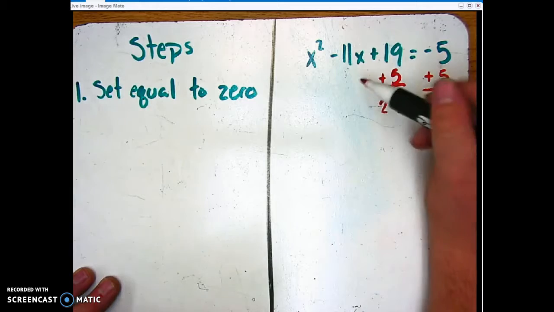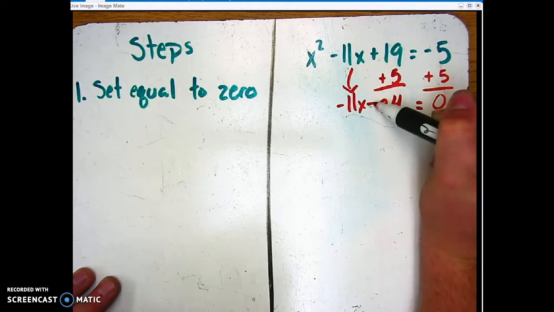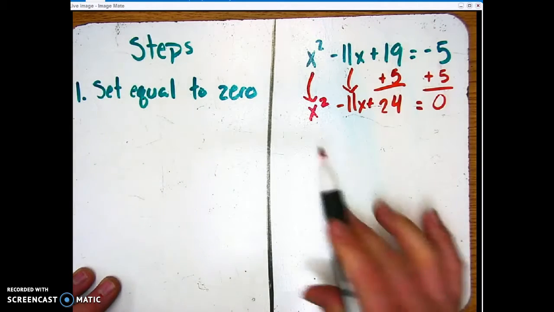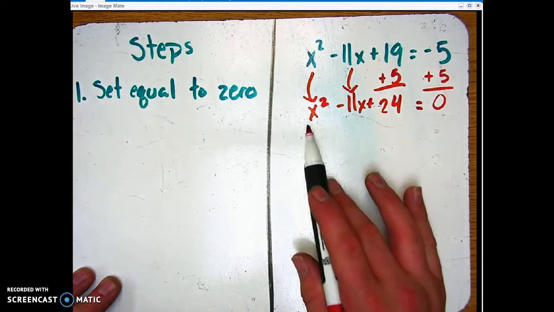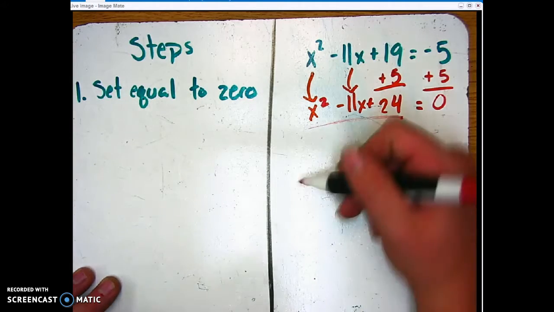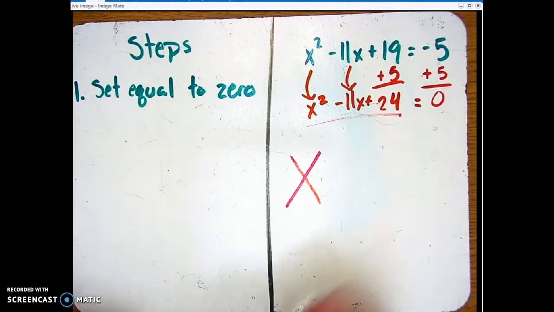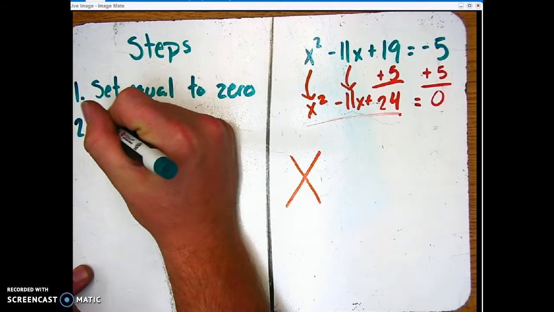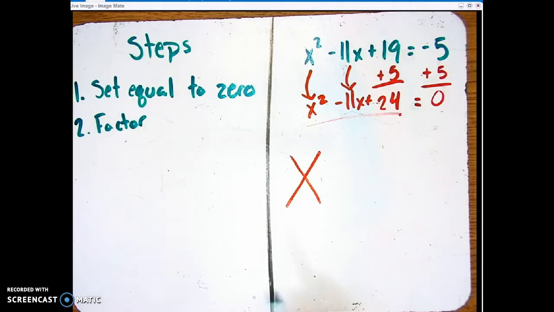Okay, the rest of this comes down. So minus 11x and x squared. So now we've got x squared minus 11x plus 24 equals 0. And this is what we're going to factor to find our solutions. So we do our x method. We're going to just factor like normal. So step 2, factor. That could mean GCF, that could mean special cases, or it could be done just the way we're doing it now.